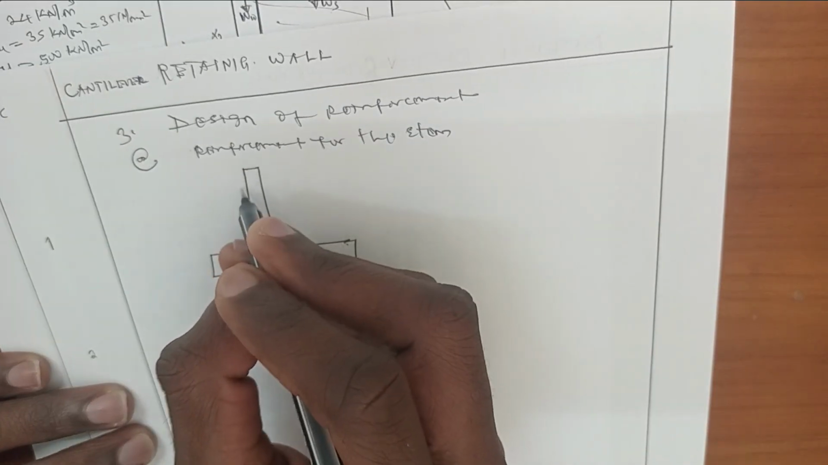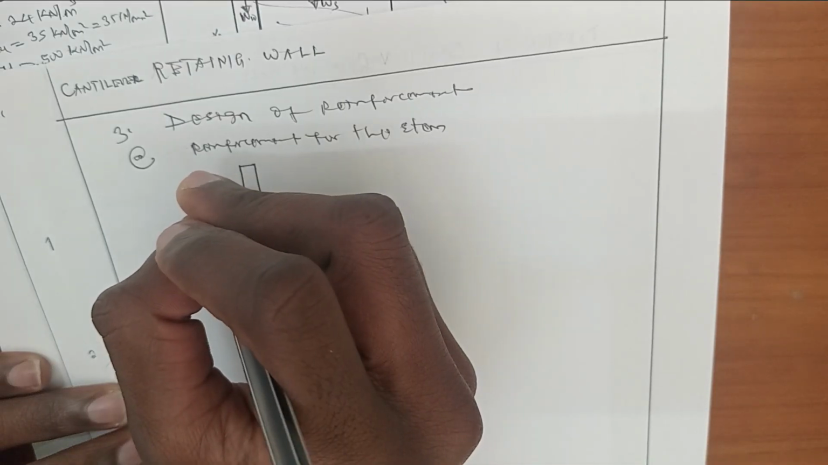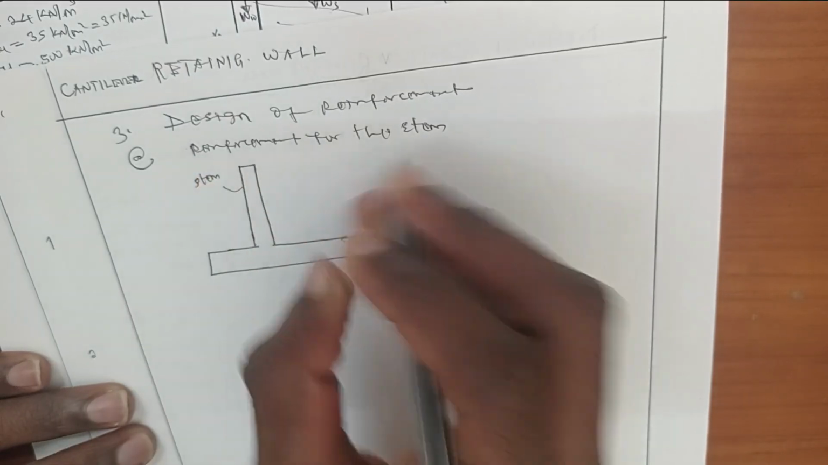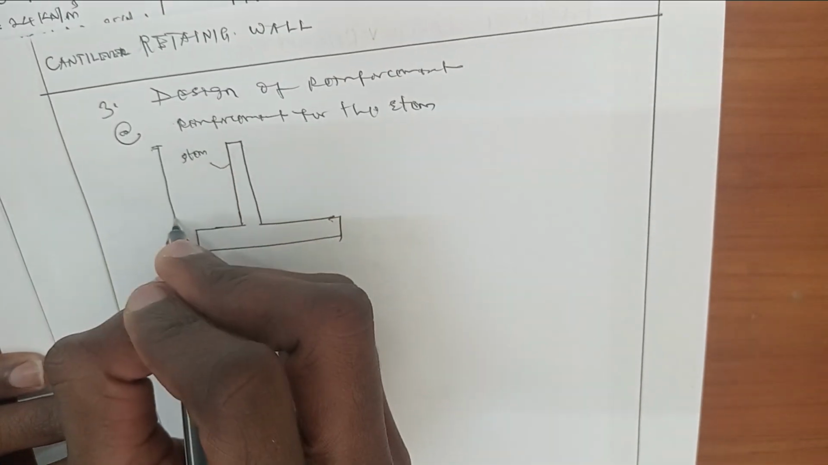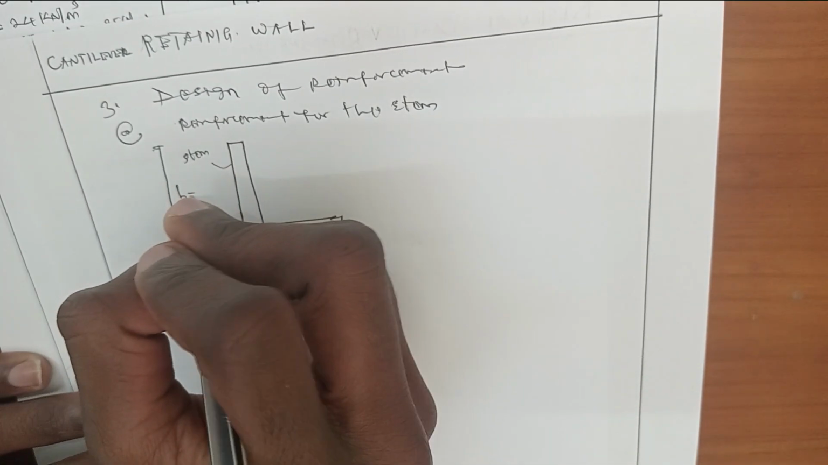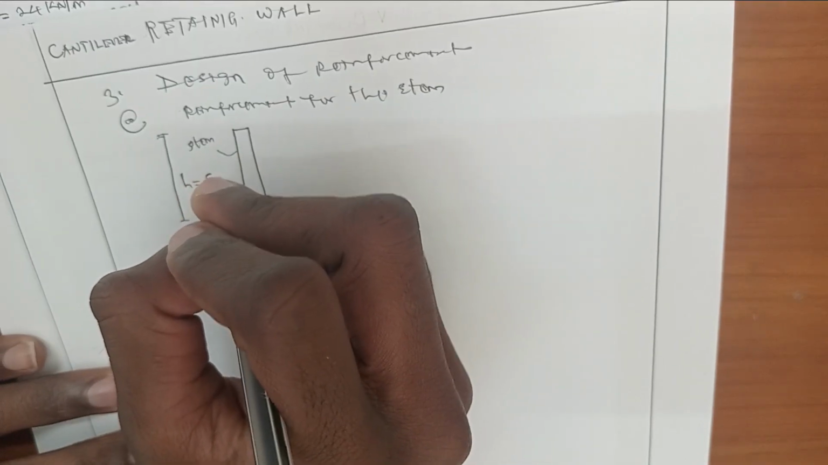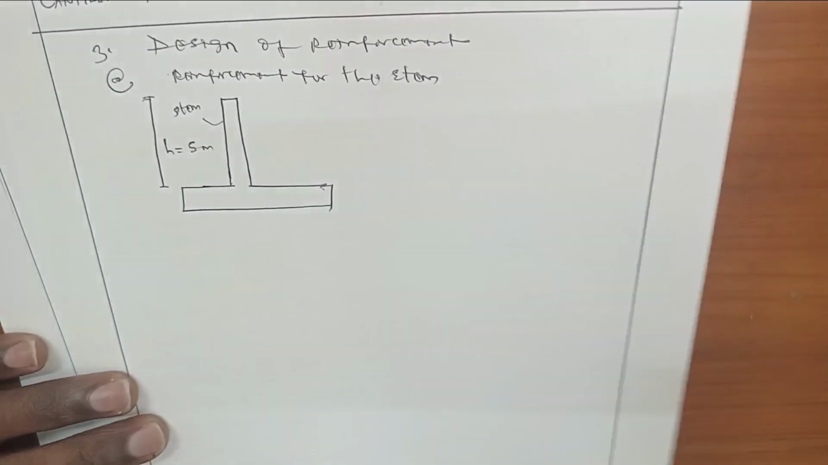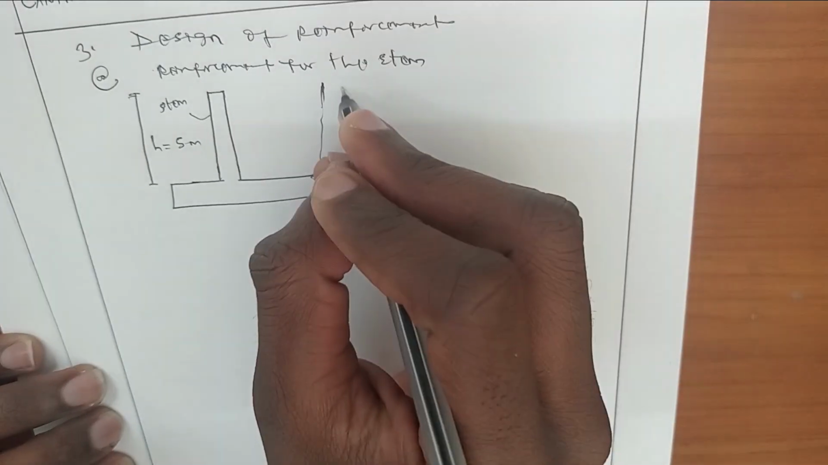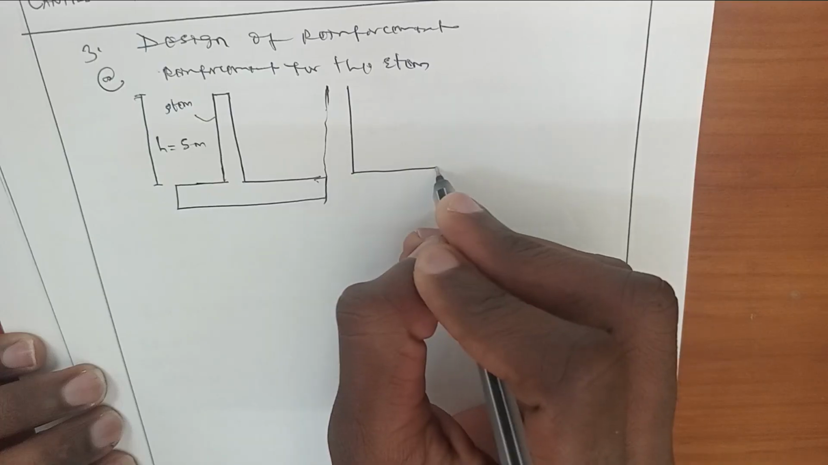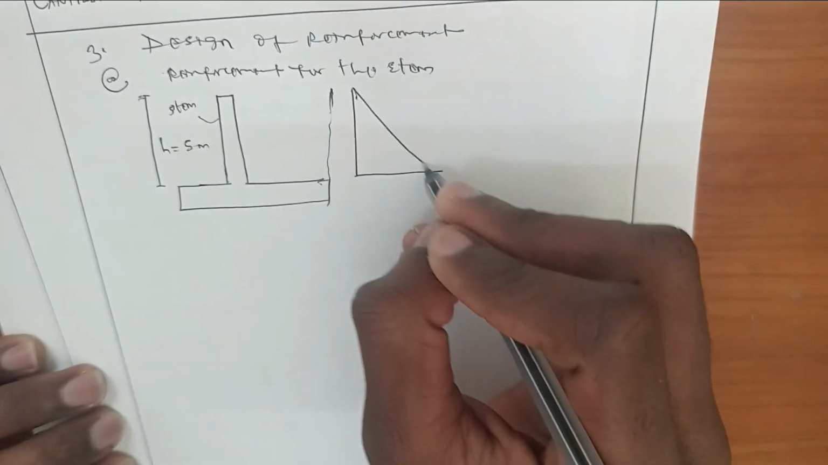And this is a stem wall, which is going to determine its reinforcement, which will have a height of 5 meters. 5 meters. So its pressure diagram will be in this way. This is the pressure diagram of this.